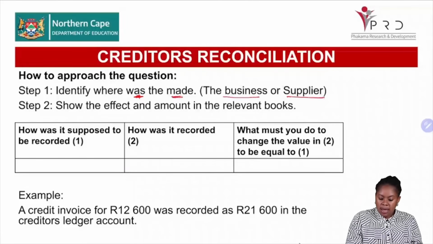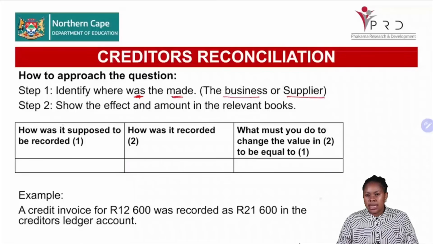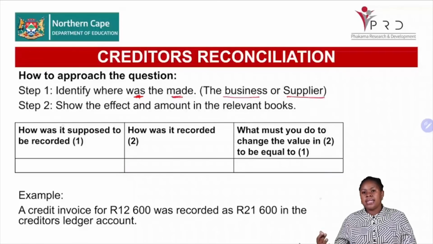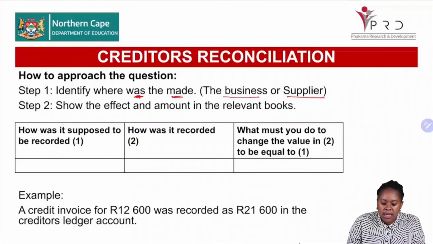So the first thing, as you start doing this question, just simply draw this table, and the more you do it on the table, the easier it is, and it helps you think in a particular way that at a certain time you won't need to do the table at all. Okay, so the first part of the table is how it was supposed to be recorded, meaning in that transaction, what was supposed to happen, what was the right thing to do, right? That is what you're going to write over there.